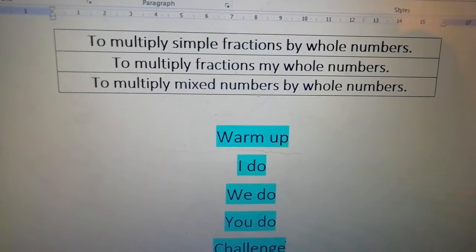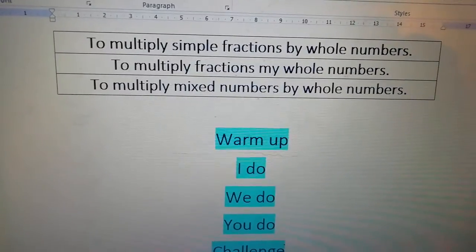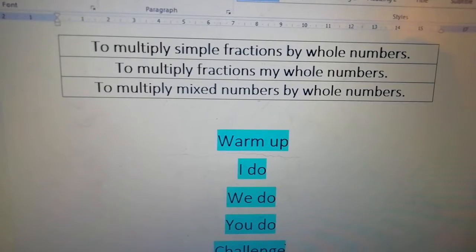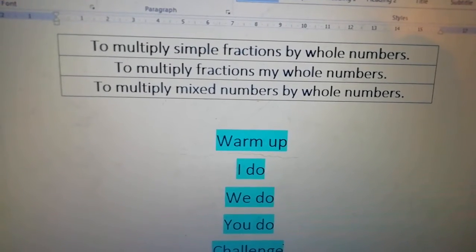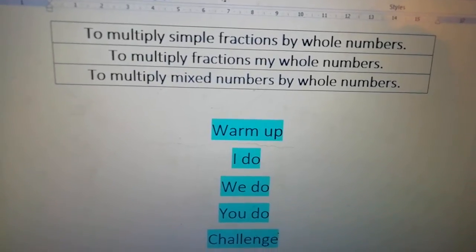We're back with the fractions. We're going to multiply some fractions. Simple ones if we're in year 3. We're going to multiply any old fractions if we're in year 4. And we're going to be able to multiply mixed numbers if we're in year 5 as well.